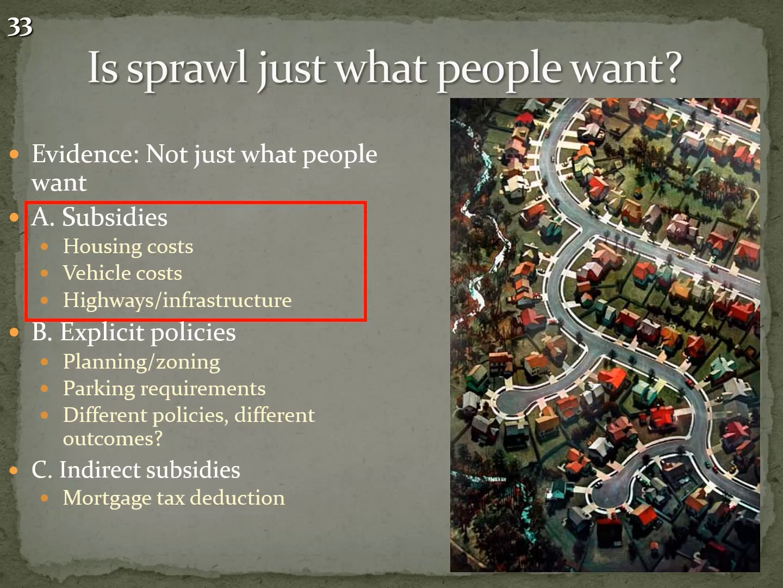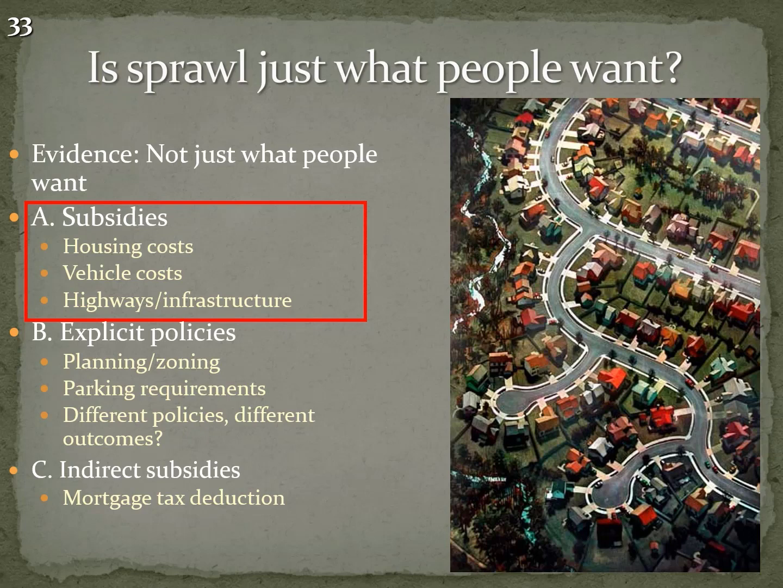So is sprawl just what people want? And the evidence suggests no, it's not. There's specific organizational and structural factors that encourage and create sprawl. We're going to look at specific examples, starting with subsidies, tax dollars. The way that subsidies are set up make it cheaper to live in the suburbs because people living there aren't really paying the full cost. Those costs are externalized onto all of us.